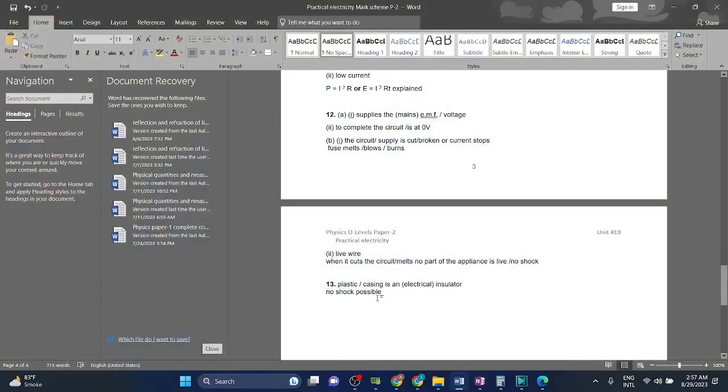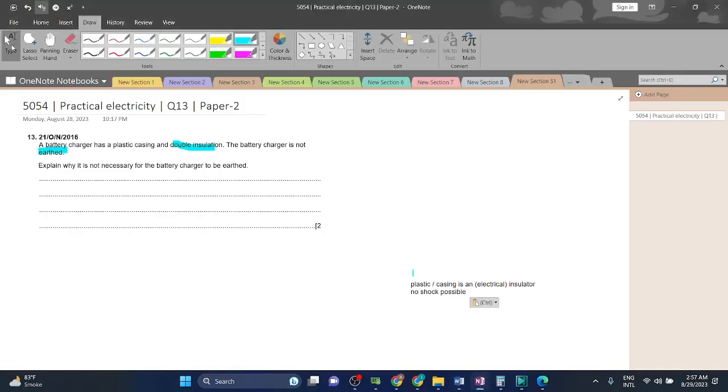Plastic casing is an insulator, no shock possible. So the outer casing will be plastic, and the inner wiring or inner components will also be plastic. Okay? So if there is double plastic coating, there is no possible way of you getting shocked.